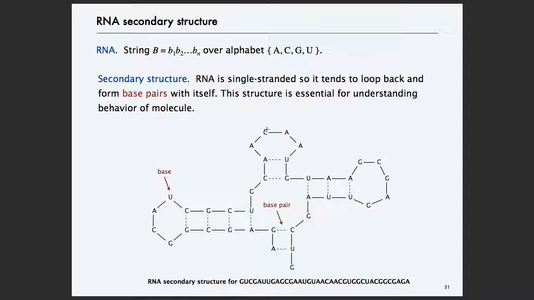Biologists know why. Bases are the letters, and base pairs are the bases that are paired. Only certain ones can pair with each other.